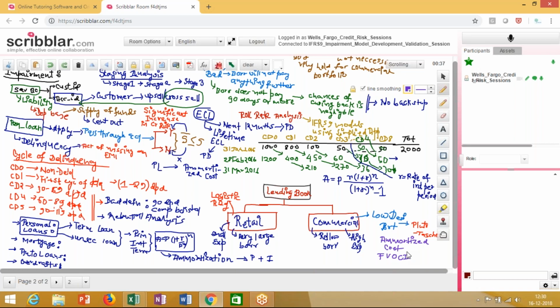And the third that we have over here: we have amortized cost, we have FVOCI, and the third is fair value through profit and loss, FVTPL. FVTPL contains assets like derivatives, exotic options, etc., which are left outside the scope of impairment computation using IFRS 9.